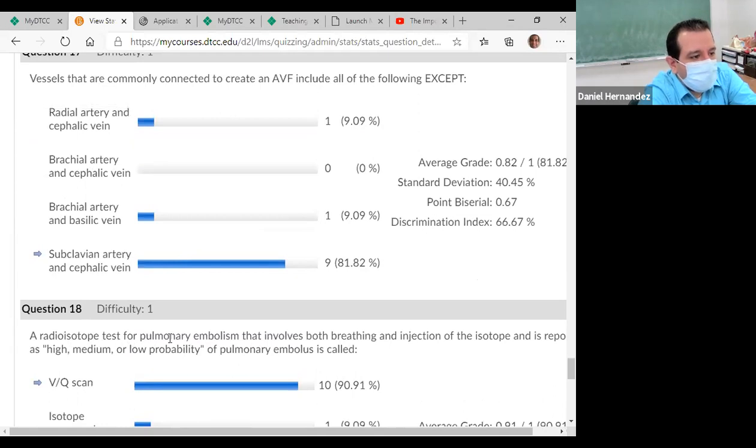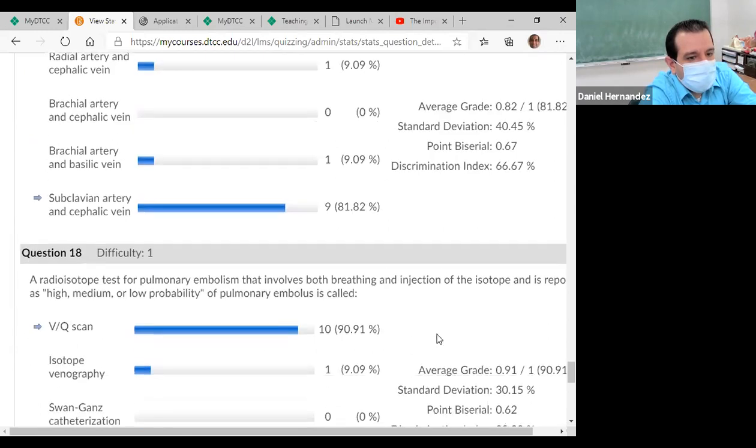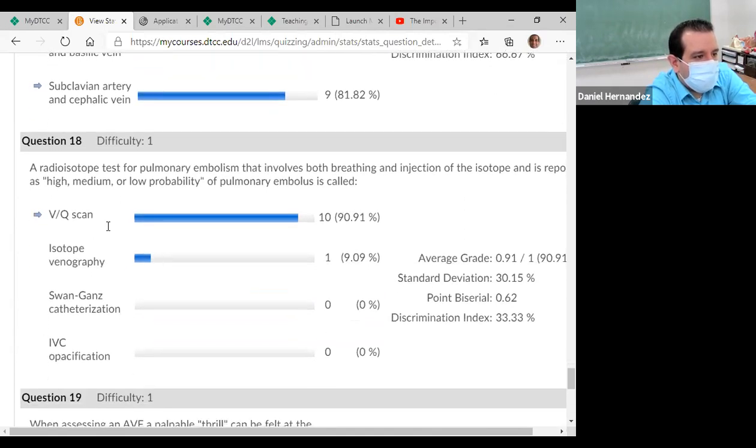An isotope test for pulmonary embolism that involves breathing and injecting of isotope and reported as high, medium, or low probability of pulmonary embolism is called a V/Q scan.